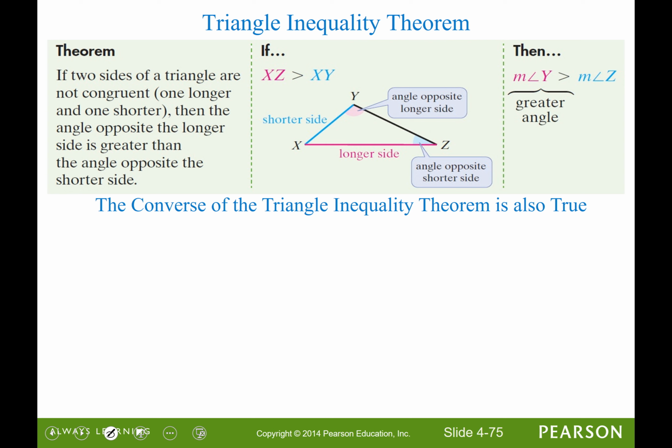Okay, the triangle inequality theorem says that if two sides of a triangle are not congruent, so if they're not the same measure, one has to be longer and one has to be shorter. Because they're not the same, the opposite angle of the longer side is greater than the opposite angle of the shorter side. All right, let's look at this picture and figure this out.